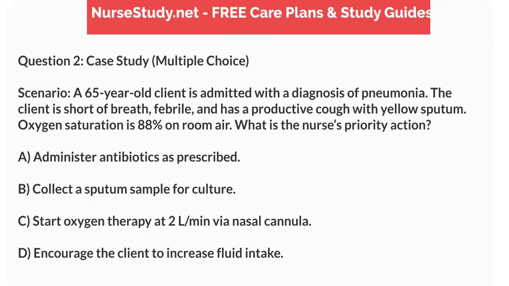Question 2. Case study, multiple choice. Scenario: a 65-year-old client is admitted with a diagnosis of pneumonia. The client is short of breath, febrile, and has a productive cough with yellow sputum. Oxygen saturation is 88% on room air. What is the nurse's priority action?